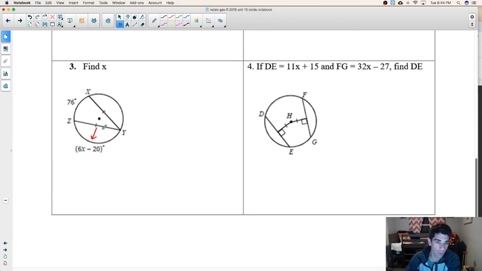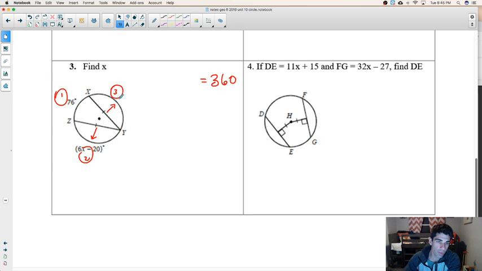So if those two chords are congruent, then these two arcs are also congruent. And then I'm giving you this guy here. If you look at this, you had 1, 2, 3 arcs in this circle. And remember that if you have all of the arcs, that should equal 360.